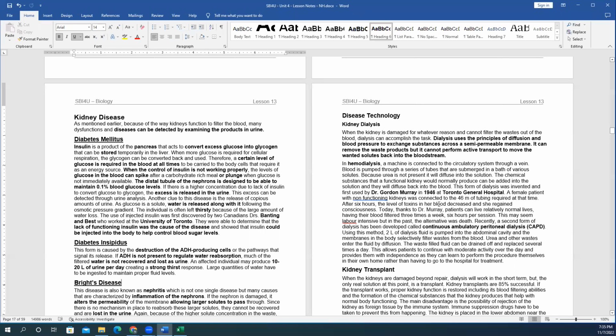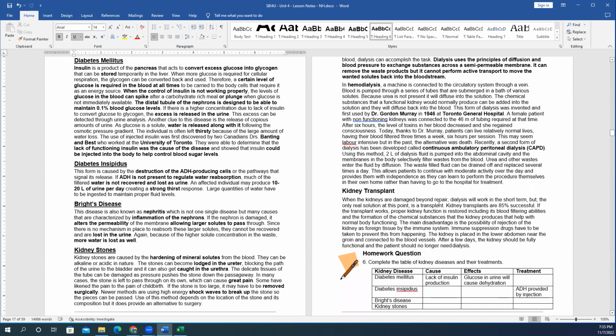In hemodialysis, you have a machine that gets connected to the circulatory system through a vein, and blood gets pumped through a series of tubes that are submerged in a sort of bath of various solutes. Because urea is not present in it, it will diffuse into that solution. And the chemical substances that the functional kidney would normally produce can be added back into the solution, and they will diffuse back into the blood.